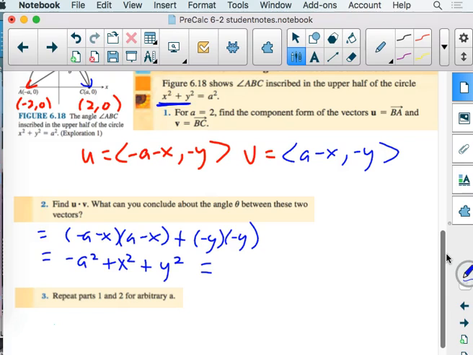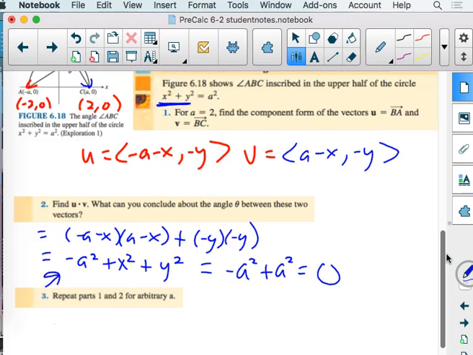Because x squared plus y squared is the same thing as a squared. So if we substitute that in here, this is going to say negative a squared plus a squared, which of course is 0. So we use the information that they gave us up above and say, well, let's use that then. We can show, hey, that's negative a squared and a squared. It's going to work.